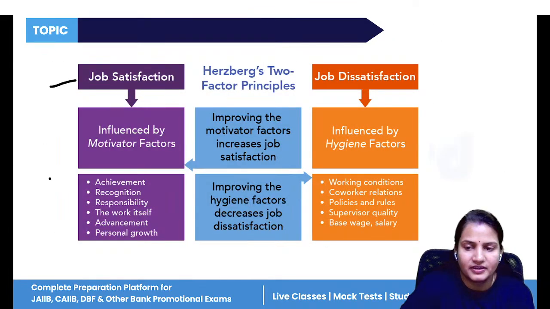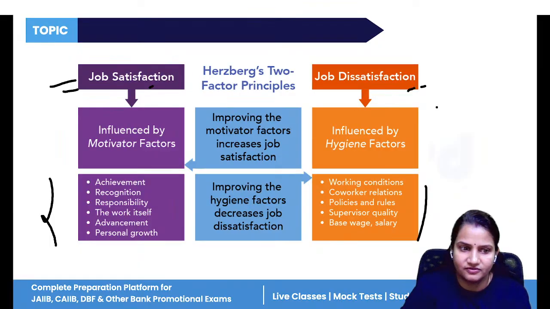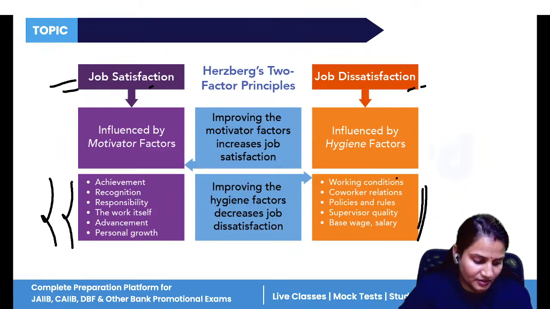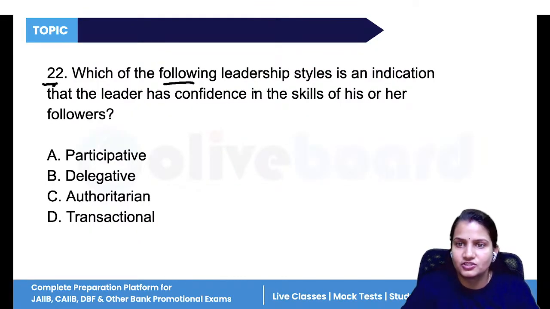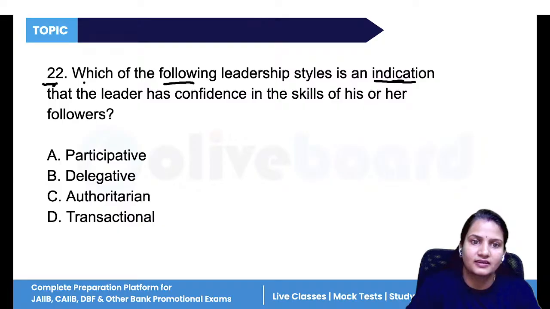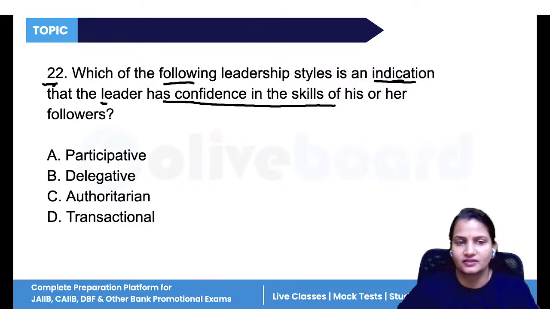So there are some different elements that are included in job satisfaction and job dissatisfaction also. So later on, after downloading the PDF, go through this slide. Next, question number 22. Which of the following leadership styles is an indication that the leader has confidence in the skills of his or her followers? So we have seen different leadership styles. Now, in which leadership style does the leader say that they have confidence in their followers?